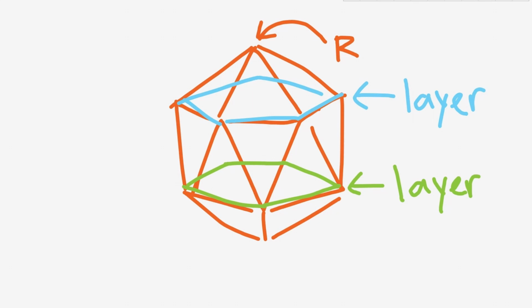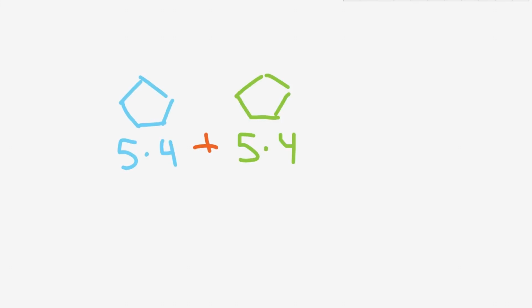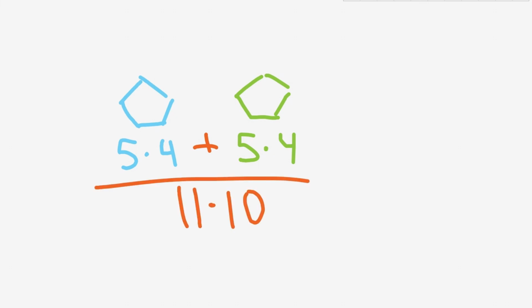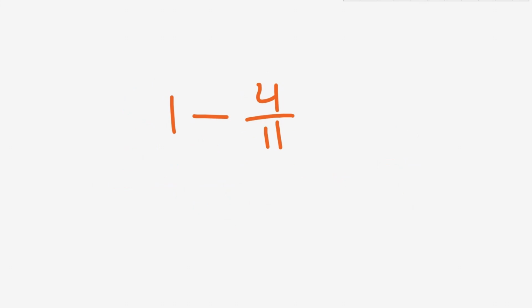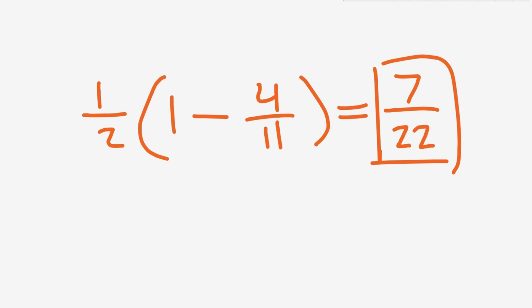If we assume without loss of generality that R is this particular point on the icosahedron, then Q and S are equidistant from R when they are both on the same layers as colored on the diagram. Thus, the number of possibilities for Q and S to be equidistant from R is 5 times 4 plus 5 times 4. And the total number of possibilities for Q and S is 11 times 10. The probability of Q and S being equidistant is then 40 over 110, or 4 over 11. Taking the complement of this value and dividing by 2 gives us our answer, which is 7 over 22.